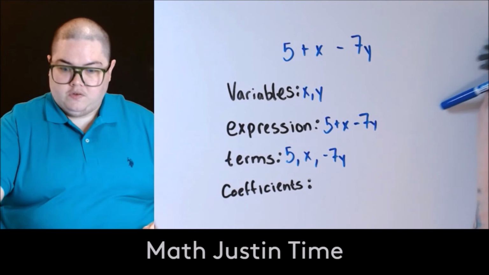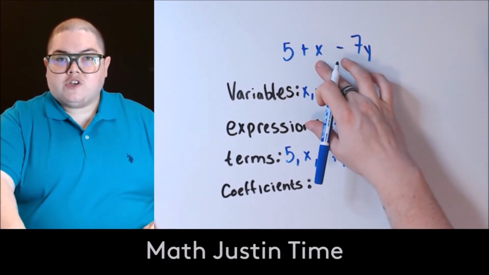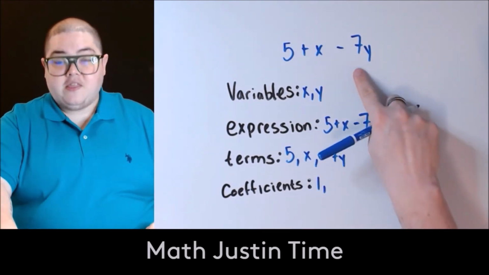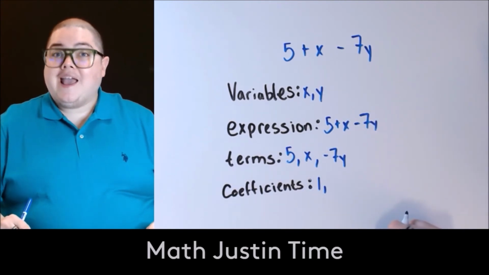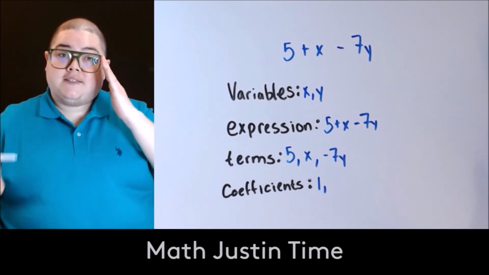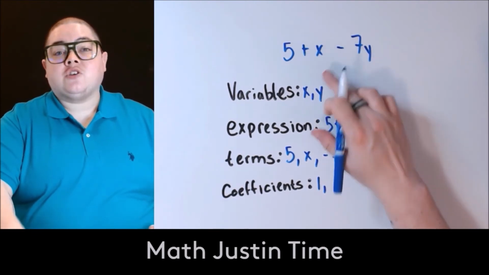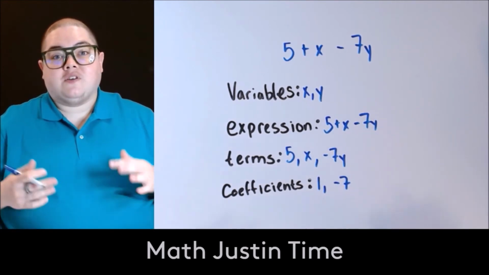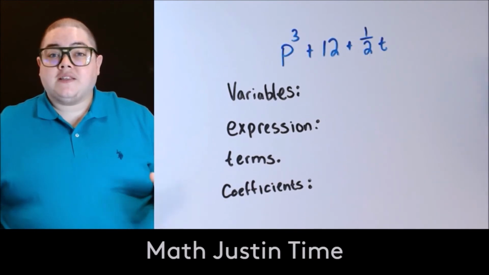So, what are the coefficients here? Well, what's the coefficient in front of the x? It's 1. Very good. And this one's different. What's the coefficient in front of the y? You may be tempted to just say 7, but look, there's a negative sign here. So the answer is -7. You want to make sure that if there's a negative sign that you include it. That's very important.